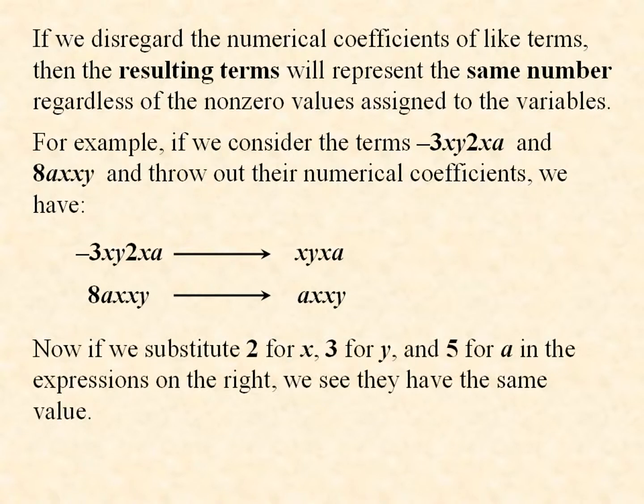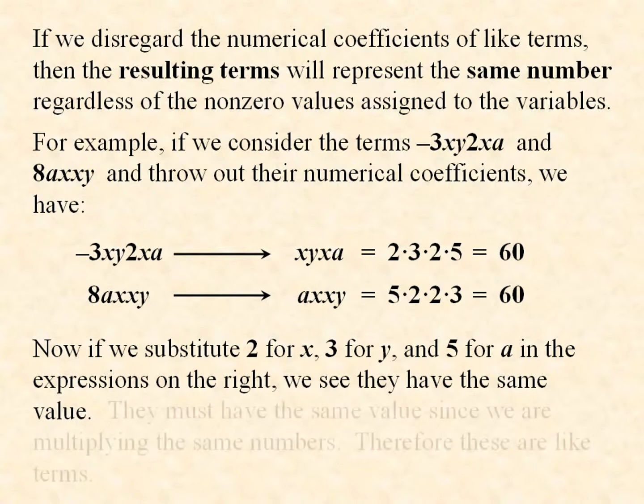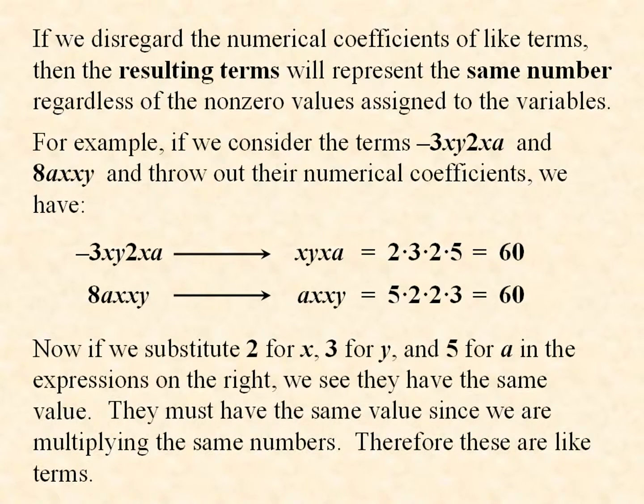Now if we substitute 2 for x, 3 for y, and 5 for a in the expressions on the right, we see that they have the same value. The first one is 2 times 3 times 2 times 5, and the second one is 5 times 2 times 2 times 3. The first one multiplies to 60, and so does the second one. They have the same values because of the commutative property of multiplication. It doesn't matter which order you write the numbers being multiplied, the result is going to be the same. So those are like terms because the variable part gives the same result when we substitute numbers.